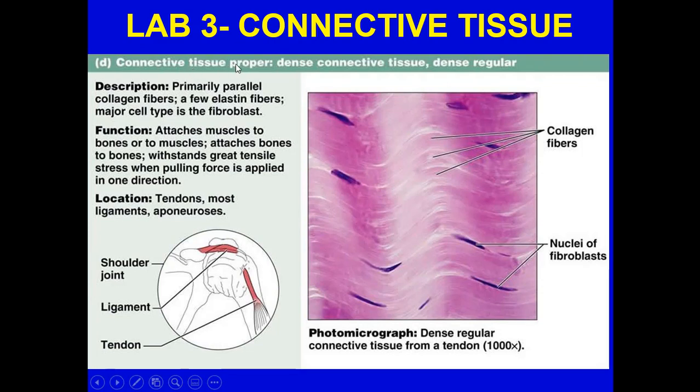Here's an example of connective tissue proper. See the collagen fibers as they move. They are stacked on top of each other. The nuclei of the fibroblasts are darkly stained right here. So this is very common. You would find this in a tendon, in a ligament, etc. Okay? Now, you do have a few elastin fibers, but mostly the major fiber that's present is collagen, and the major cell type is a fibroblast.